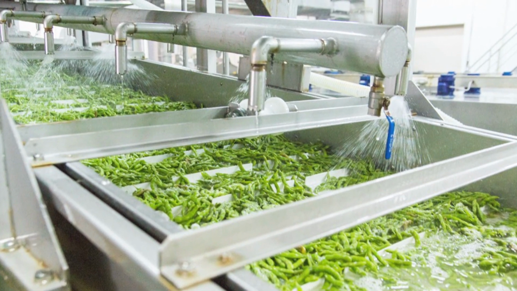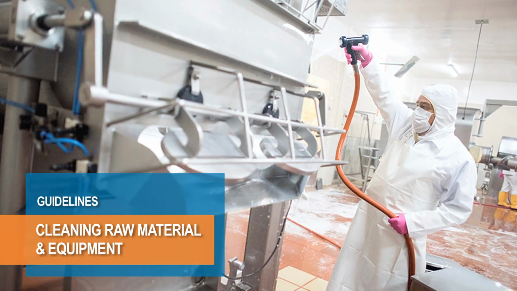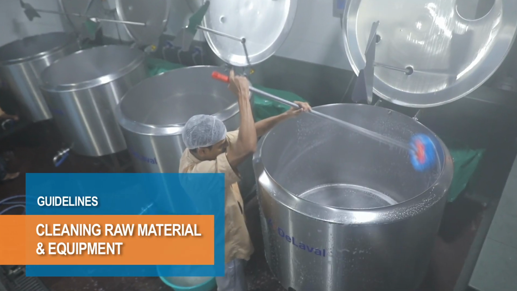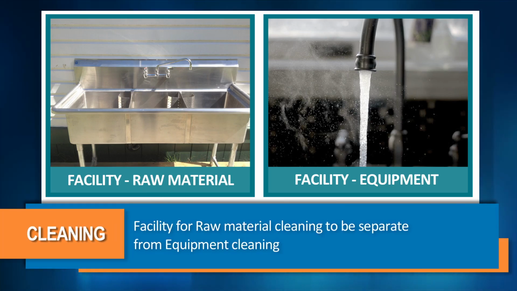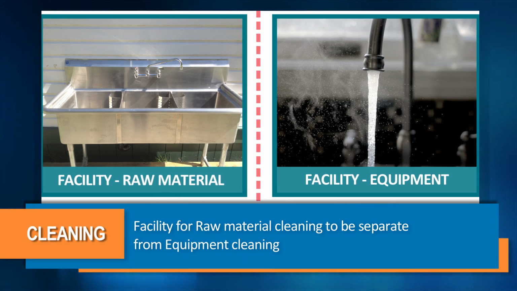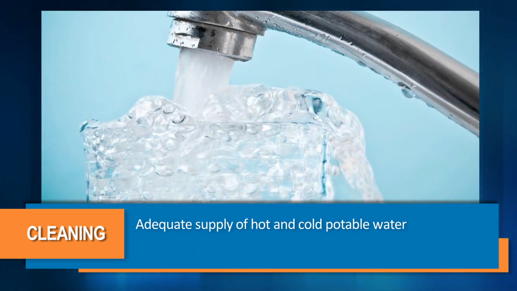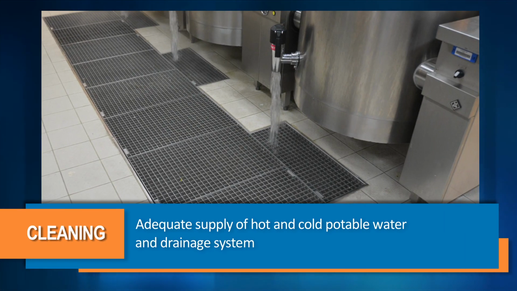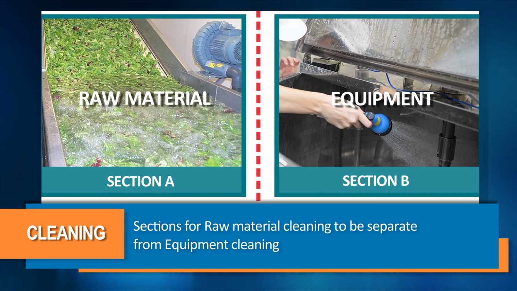This video will cover the facilities requirements for hygienic cleaning of raw material and equipment, including utensils and containers. The facility for cleaning raw material shall be separate from cleaning of equipment. For such cleaning, there should be adequate supply of hot and cold potable water and drainage system. If possible, the section for cleaning raw material should be separate from the section of cleaning equipment.